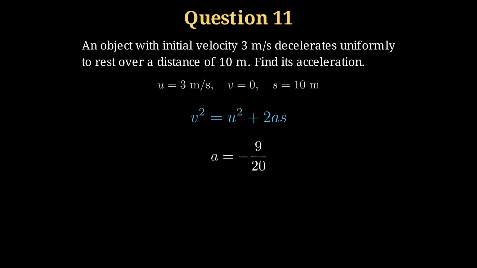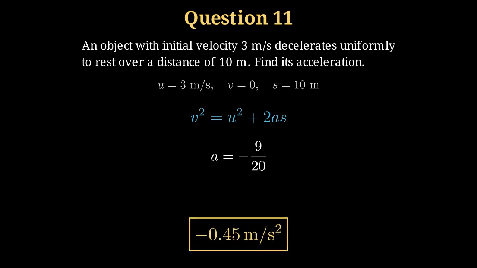Take 9 to the other side and divide by 20. a equals minus 9 over 20. That is minus 0.45 meters per second squared. The minus sign shows it is a deceleration. Well done.